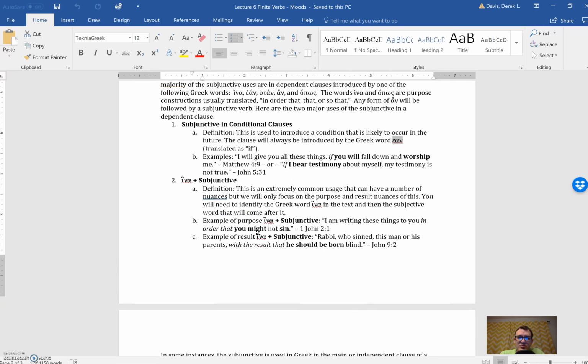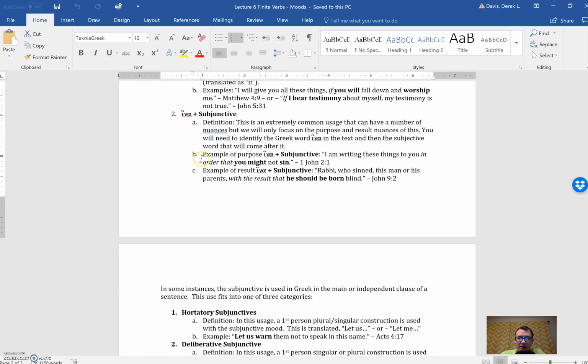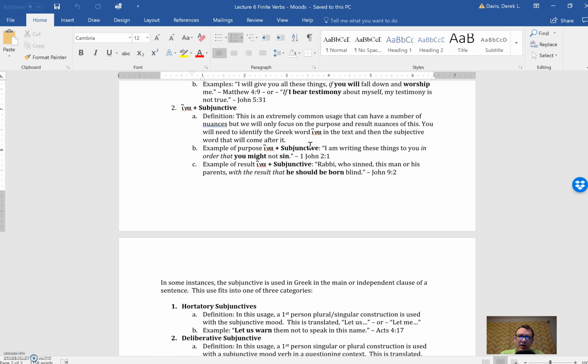Okay. The next one is another one that'll be easy to recognize, because you'll be looking for the subjunctive verb with this Greek word before it, which is hina, which means "in order that" or "so that." It can actually mean a lot of different things. We're just going to be focusing primarily on the result or the purpose. Okay, so an example of a purpose, hina plus a subjunctive, is: I am writing these things to you in order that you might not sin.